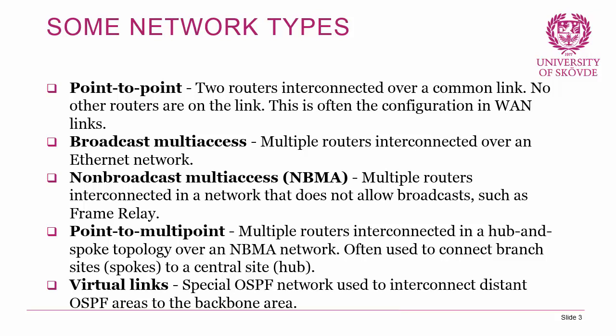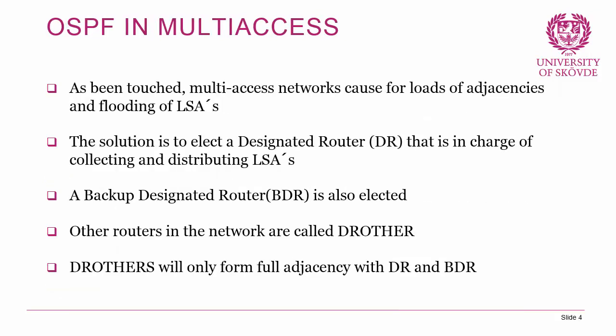And then we have Virtual Link, which is a special OSPF network that is used to interconnect distant OSPF areas to the backbone area. And why are we saying this? Well, because we're going to look more at OSPF and multi-access networks. And as we touched on, multi-access networks call for loads of adjacencies and therefore an extensive flooding of LSAs. And this is a problem because with this extensive flooding of LSAs, there is a lot of load on the network whenever there is a topology change.